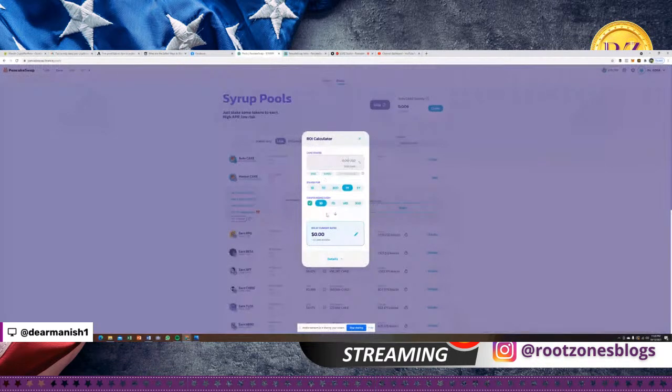Okay, if you see here, we were very excited after seeing this ROI calculator. We saw that if I have CAKE staked, let's talk about CAKE, I had 282 CAKE, which was an investment of around $4,149. With this investment, in 30 days we can earn around 13 CAKE, which would be somewhere around $260.